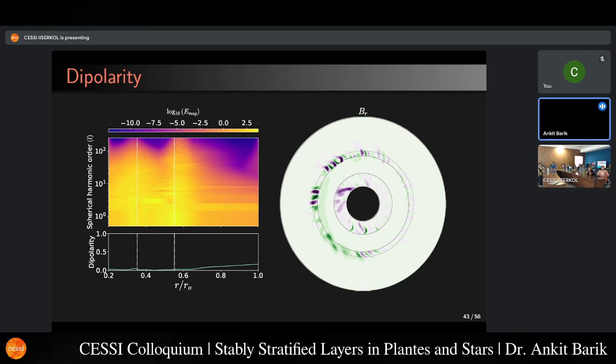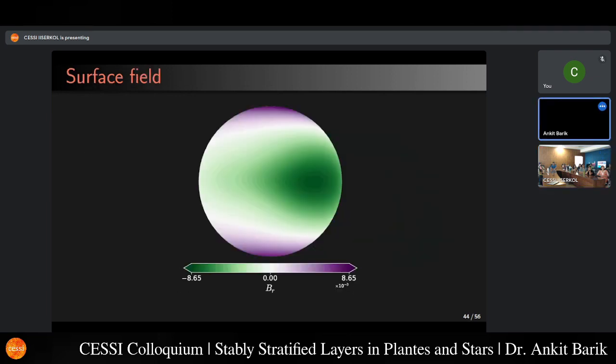And despite filtering here and some decay outside to the surface, the dipole still stays very low. For Saturn, you actually want 99% dipole. So this doesn't work, and the surface field doesn't look anything like Saturn's.